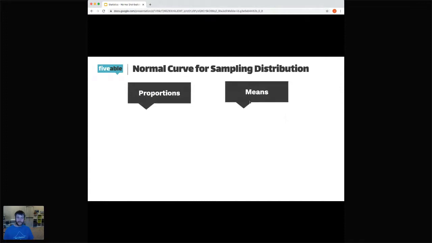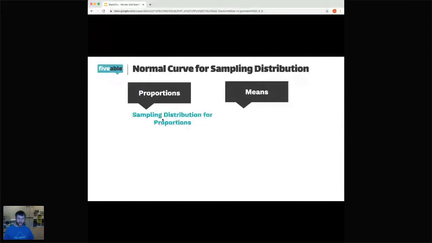All right, so we have two types of data. We have proportions and means. When we're given proportions, that's also known as categorical data. When we're given means, that's also known as quantitative data. Those are the two types of data you're going to be dealing with on the AP Stats exam. One of those two. And it really determines a lot of things in terms of how you're going to approach the problem.